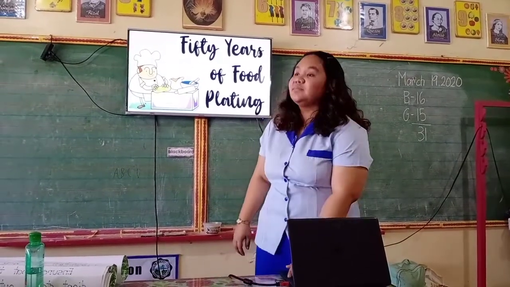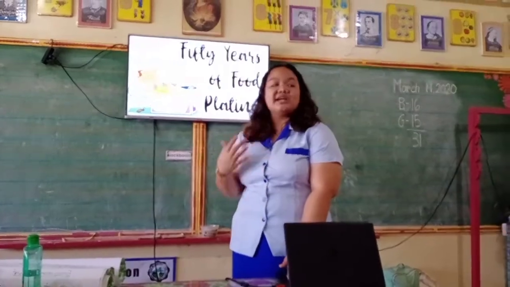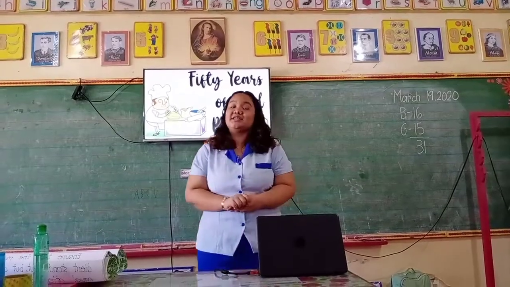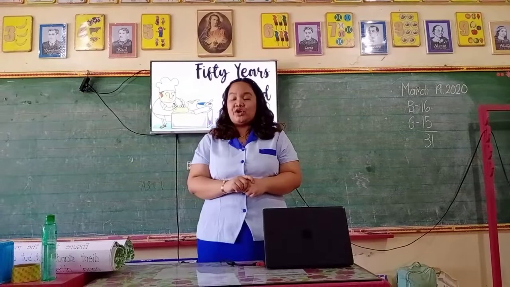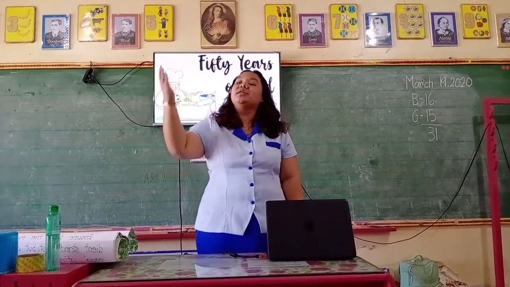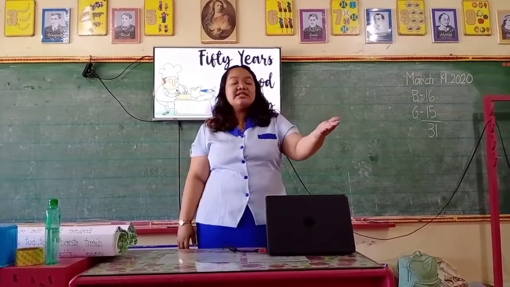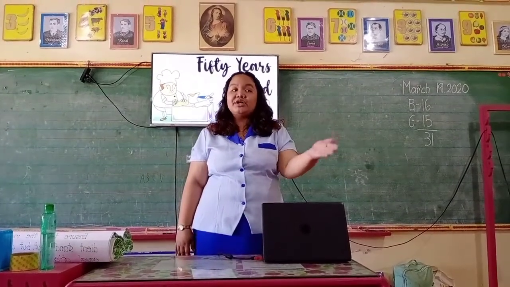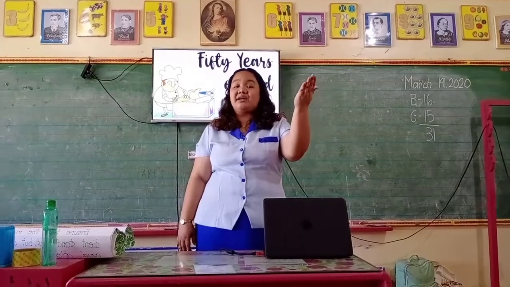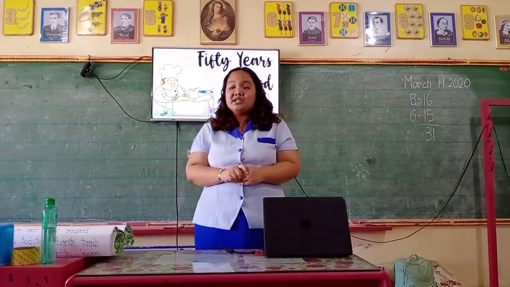So with that, I have prepared an activity for the class. For today's activity, I will divide the class into 4 groups. The first and the second line on my right will be the first group. The third and the fourth line on my right will be the second group. The first and the second line on my left will be the third group. And the last 2 lines from my left will be the fourth group. I will only give you 2 minutes to do the task.